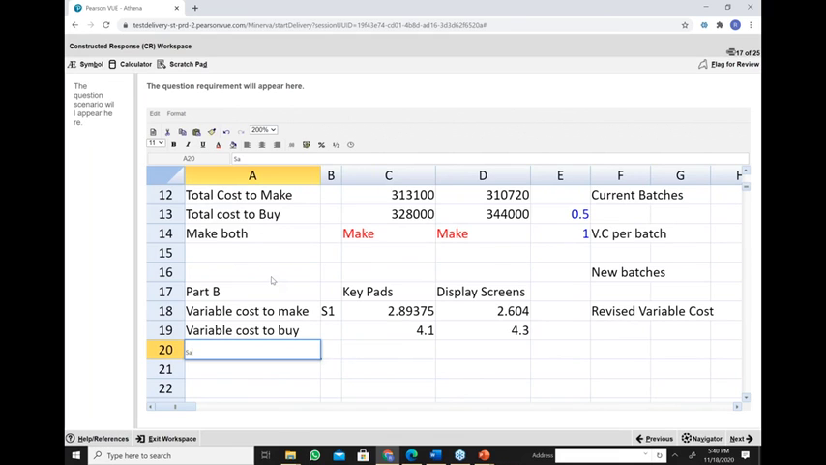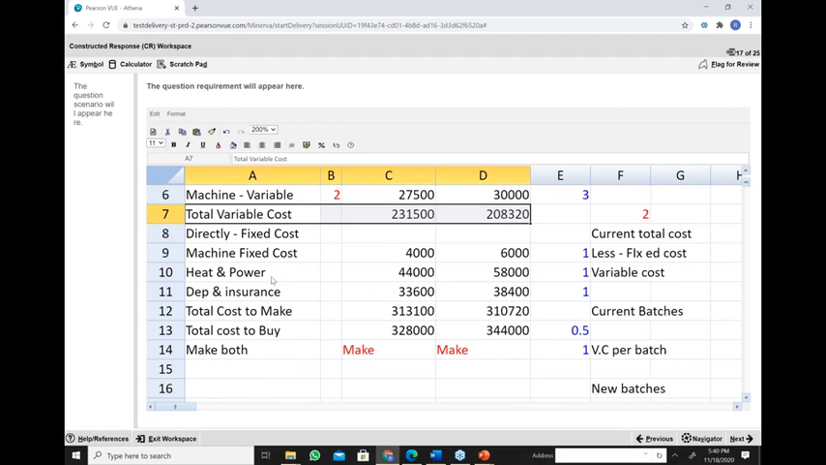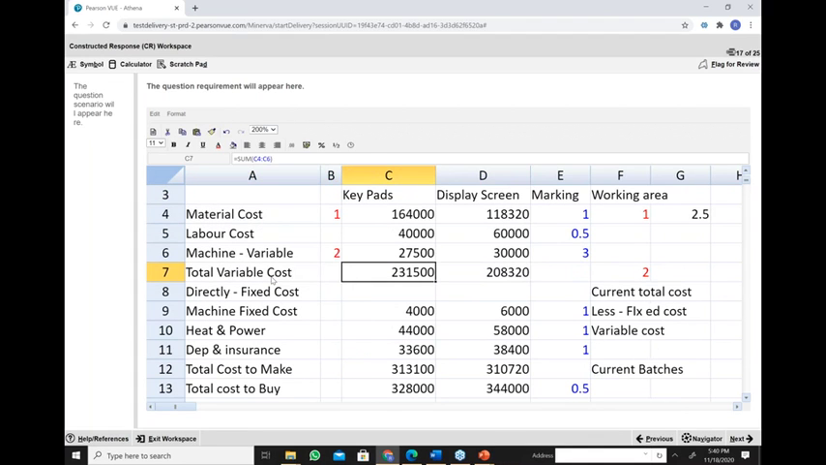Now, saving in variable cost per unit. Let's work out the difference. This minus this, it's the saving, right? How did I get variable cost to make? It's simple, my friends. See, I've done the working of variable cost here, total variable cost already. So I use this figure, divide this with 80,000 units, so I get per unit of keypad and per unit of display screen. It's very simple, right?